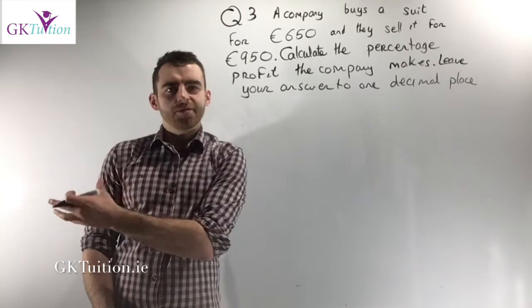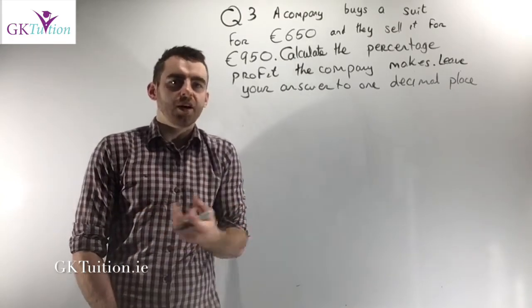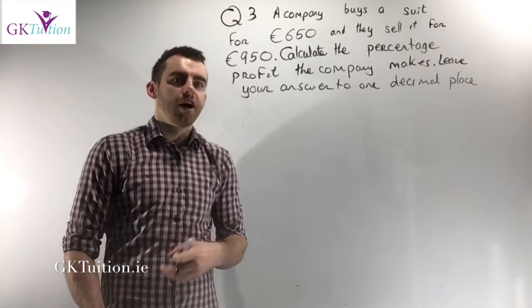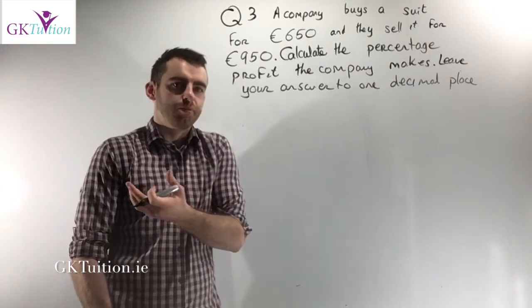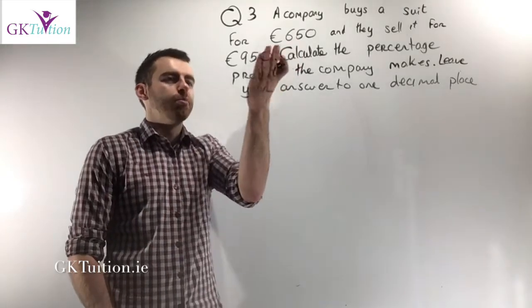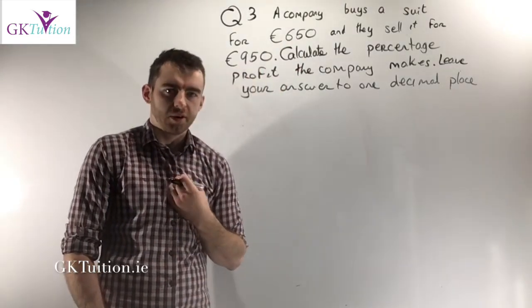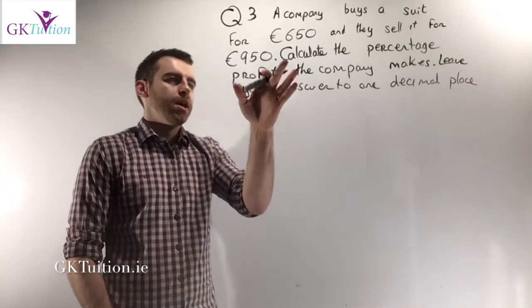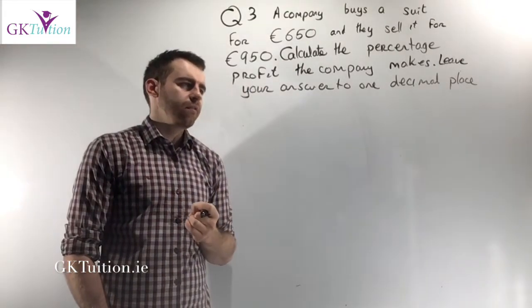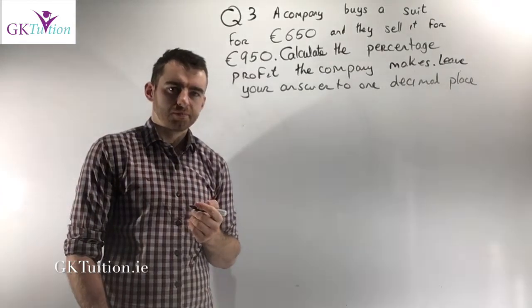So they get it in from their manufacturer or whoever, and it costs them €650 to buy the suit, and they decide that they're going to, obviously the whole principle behind a shop or a company is that they want to make a profit. So they boost up the price to €950, and that's what they charge the customer. I'm asked to calculate the percentage profit the company makes and leave your answer to 1 decimal place.